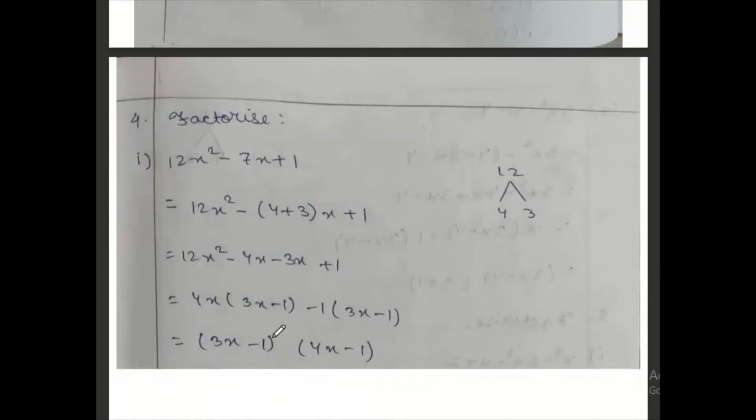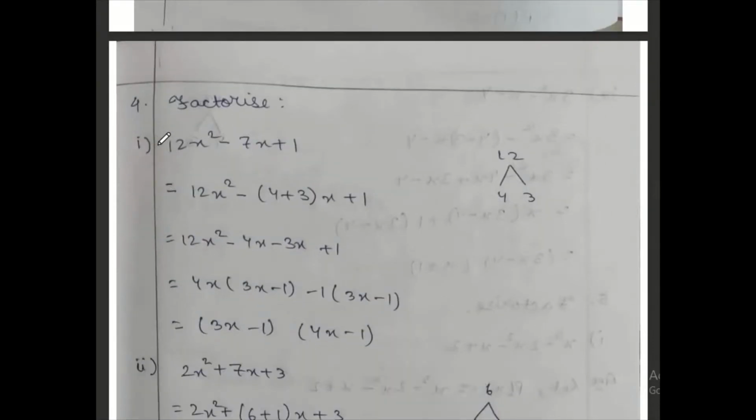Based on splitting the middle term. The question is given: factorize, number 1, 12x square minus 7x plus 1. How will you know? You have to split the middle term. Whenever x square, x and a constant are available, you can go for splitting the middle term. In future you will learn that if splitting the middle term is not possible, you can use some other formula also. But that is for an equation; this is not an equation, this is a polynomial anyway. So let us go for splitting the middle term. That's the technique here.